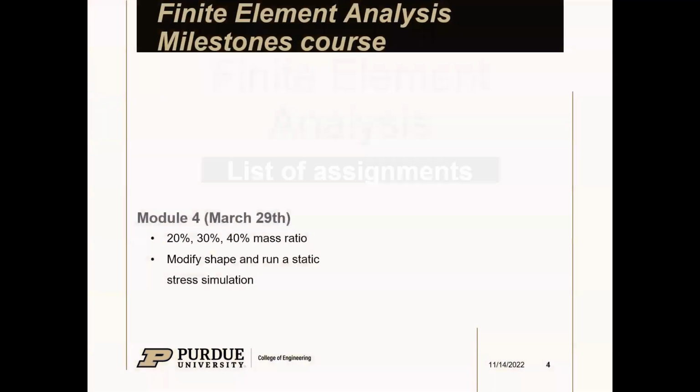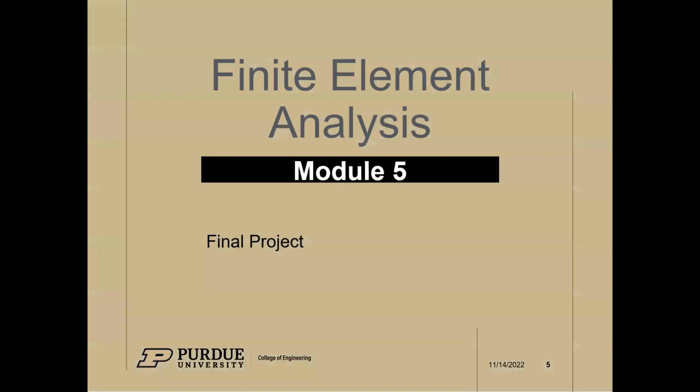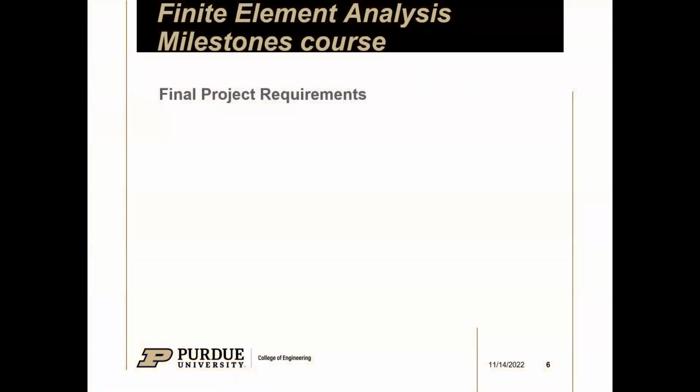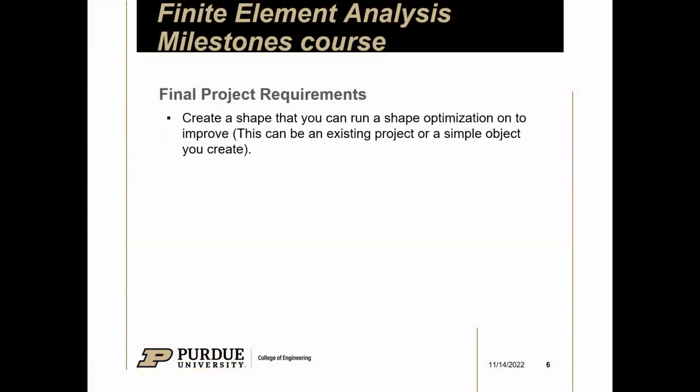Okay, we can skip through this. Okay, so today is basically a work day for the project, and I'm gonna go over what the actual project requirements are right now. The first requirement is you need to create a shape that you can run shape optimization on, and then you're gonna be able to improve the shape using the mesh that the shape optimization gives you. This can be an existing project model, or a simple object you create, or a model you take off Thingiverse or something of the sort.